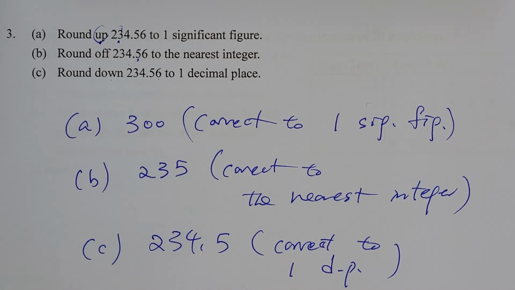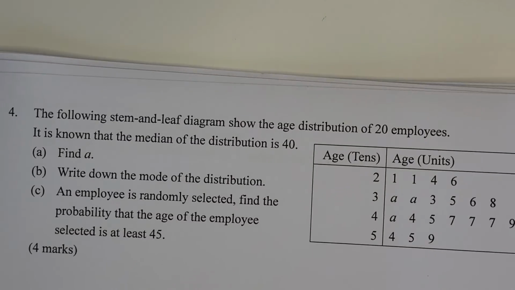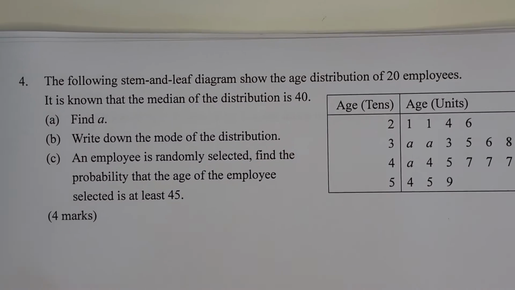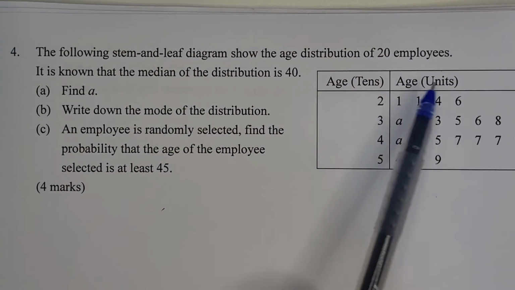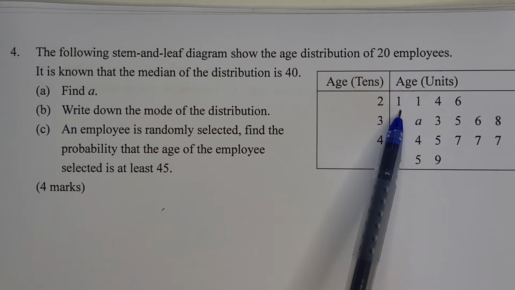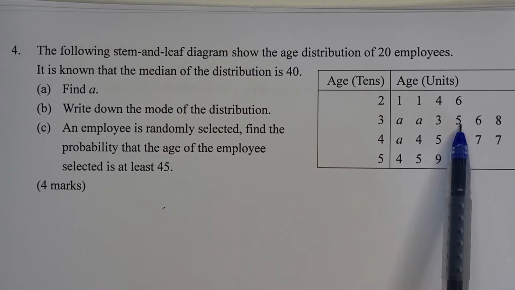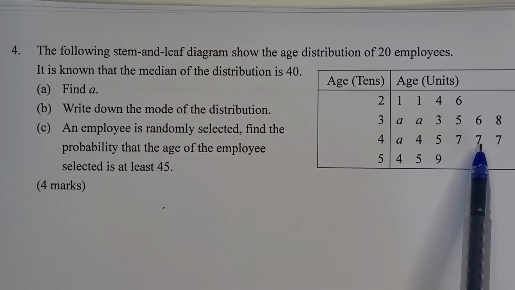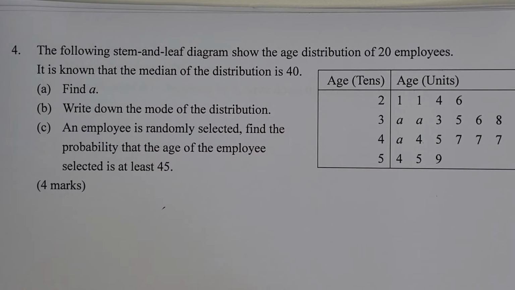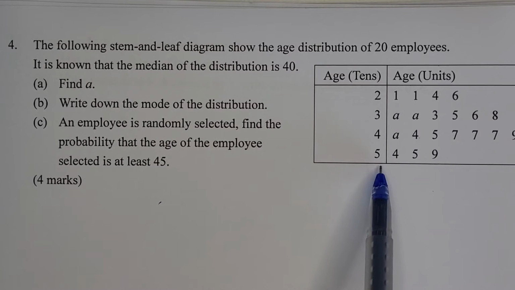And then let's move to question number 4. That's a stem and leaf diagram. You can see that the following stem and leaf diagram shows the age distribution of 20 employees. Okay, count it 1, 2, 3, 4, 5, 6, 7, 8, 9, 10, 11, 12, 13, 14, 15, 16, 17, 18, 19, 20. Okay, the youngest one is 21 years old. The eldest one is 59 years old.